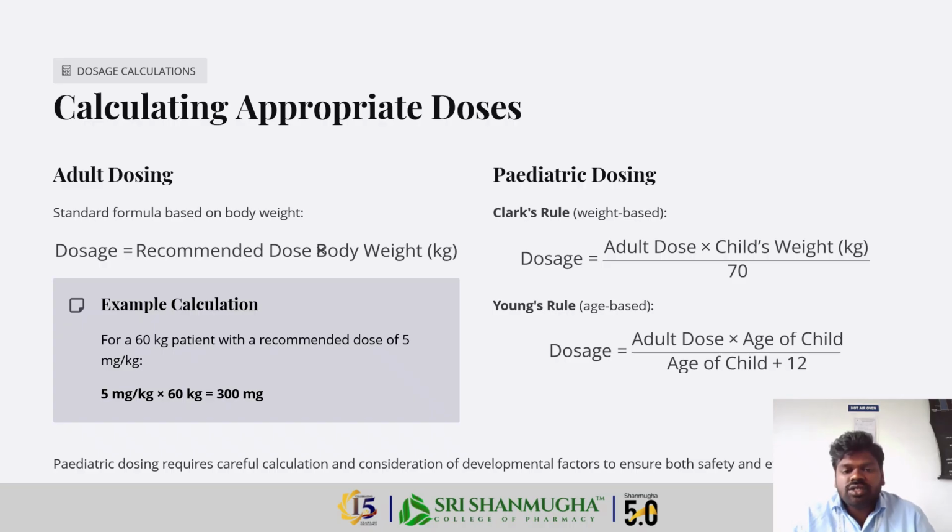Calculating appropriate doses. Adult dosing uses a standard formula based on body weight. Pediatric dosing: Clark's rule, based on weight: adult dose times child's weight divided by 70. Young's rule, age based: dose equals adult dose times age of child divided by age of child plus 12.